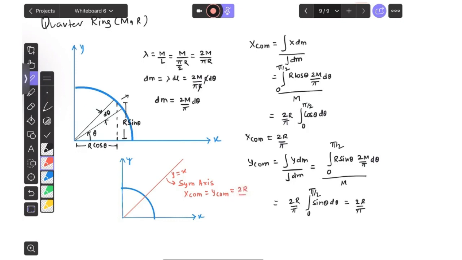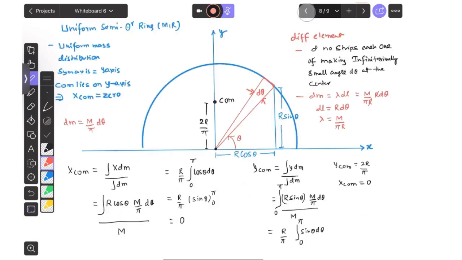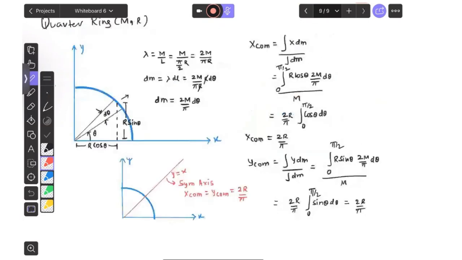And both are coming out to be how much? 2r by pi. It means if you get to remember the first result, you can't forget this one also, no? If you remember the result for the center of the mass of the semicircular ring, you can't forget this result as well. The extra thing is XCM and YCM are both the same as the YCM of the earlier case. I hope all of you got this thing. Copy, and after copying tell me. Okay, all of you are able to follow till here.